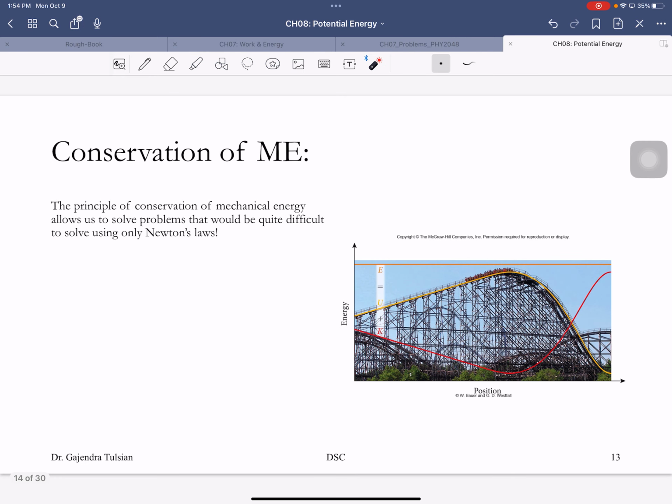So this is what's illustrated here in a roller coaster. As the roller coaster is rising, its gravitational potential energy is increasing and its kinetic energy is decreasing. Why is its kinetic energy decreasing? Because it's slowing down. And then as it falls down, its potential energy decreases and its kinetic energy increases. But if there was no friction, the sum of these two, the mechanical energy, will remain constant. So that's what that's showing you.